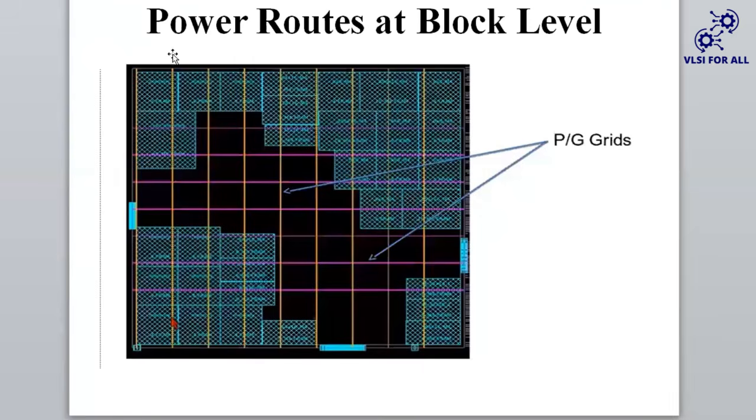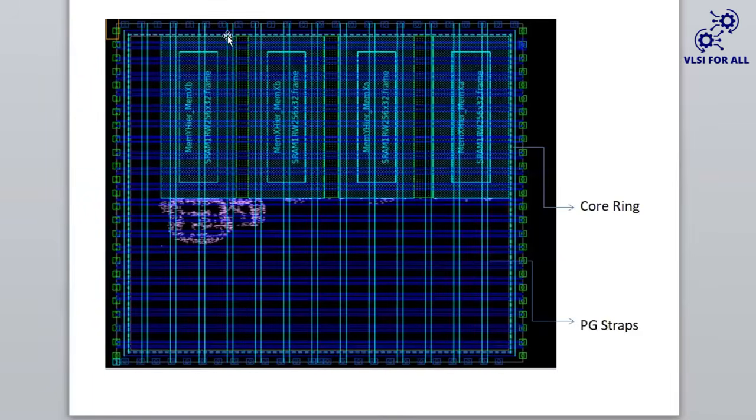As I said, there are two types of levels. This is now the power routes at block level, and this is how the power planning has been done at block level. There is a difference between chip level and block level. Here we have PG grids, and here this is how you place macros. Placing of macros is termed floor planning only. Now this is how power planning actually looks, this is how your PG grid looks.